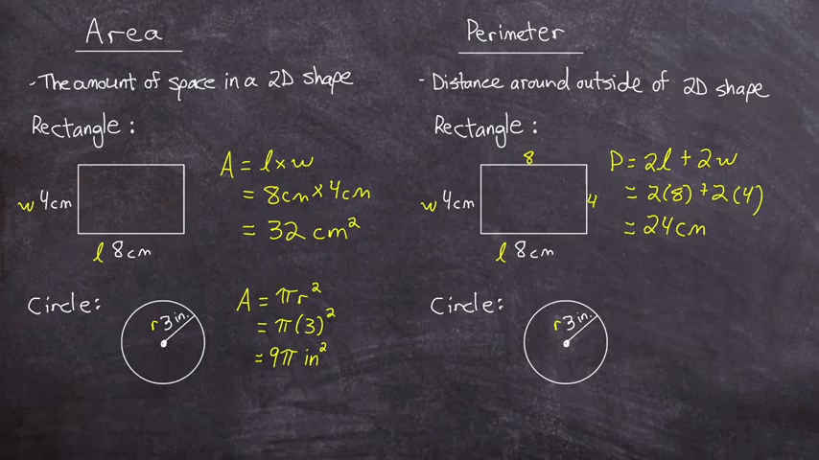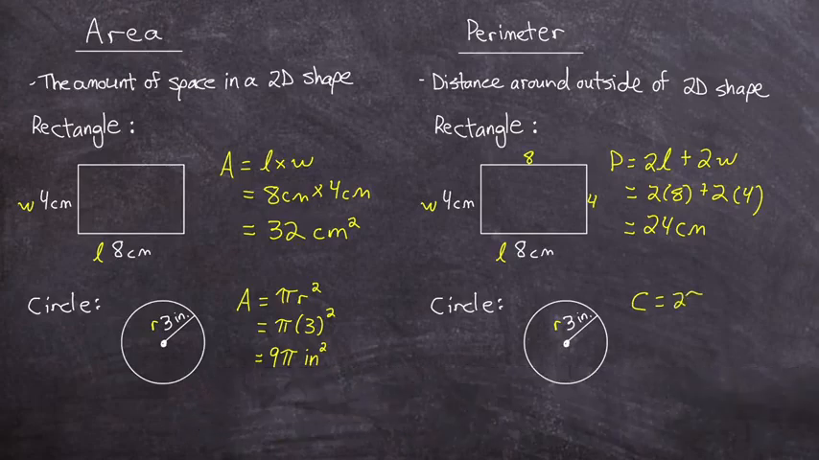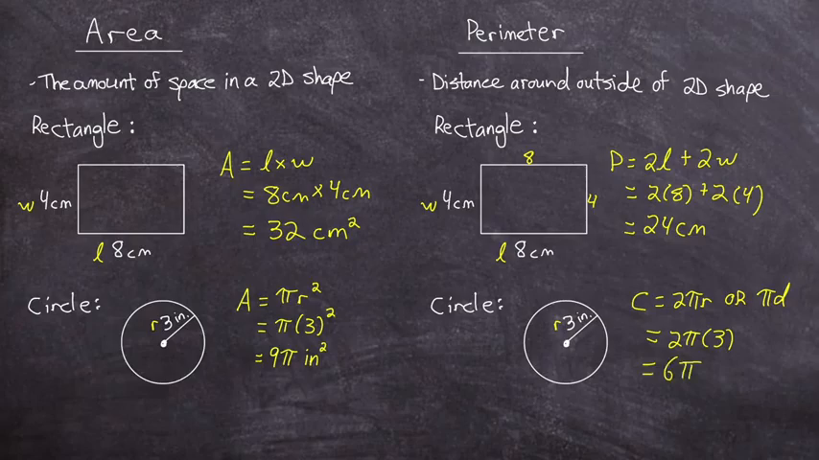And for the circle, the perimeter of a circle, there's actually a special name for it. It's called the circumference. And to calculate the circumference of a circle, you do 2 times pi times r, or you can just do pi times d, because 2 times the radius is equal to the diameter. Since in the diagram I'm given the radius, I'll use this version of the circumference formula. The circumference would equal 2 times pi times 3, which is 6 pi. And once again, if I want an exact answer, I'll leave it like that. So 6 pi inches is the circumference of that circle.